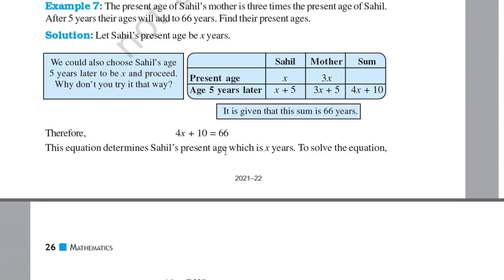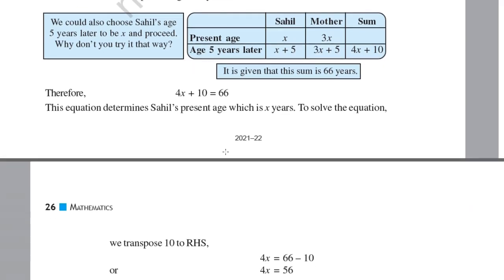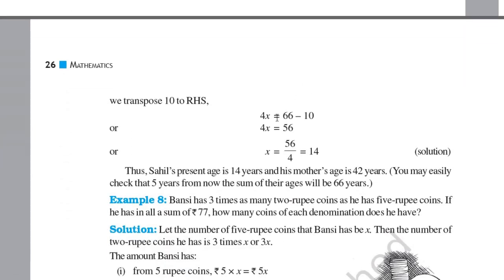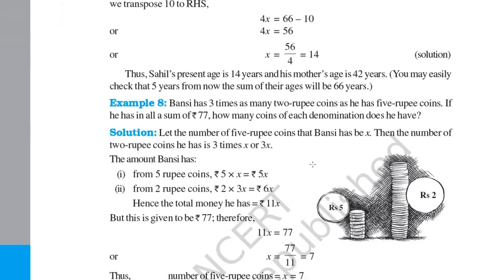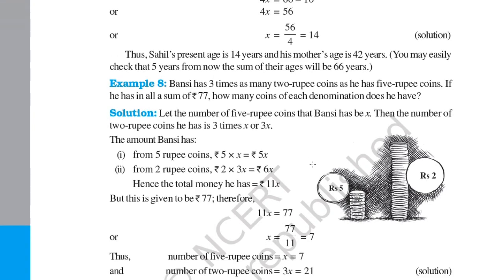It's very simple. This equation determines the present age of Sahil. To solve this equation, we transpose 10 to the RHS. So the 10 goes there. So 4x is equal to 66 minus 10, that is 56. So we are dividing both sides by 4. So you get 56 by 4 is equal to 14. So Sahil's present age is 14 years and his mother's age is 42 years. You may easily check that 5 years from now the sum of their ages will be 66 years.